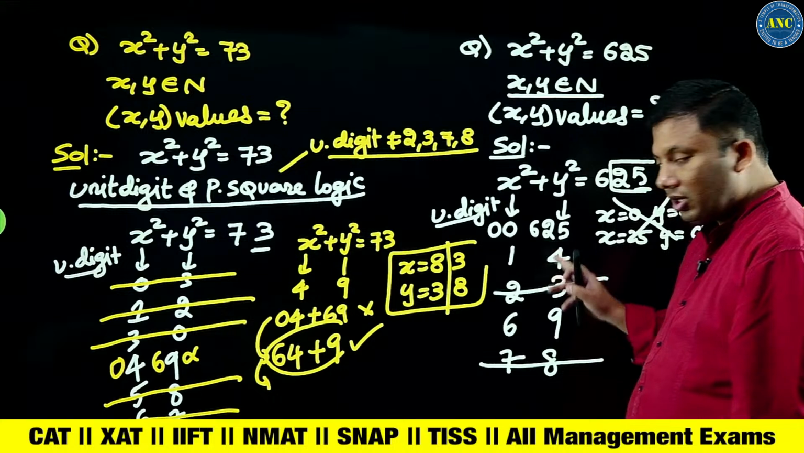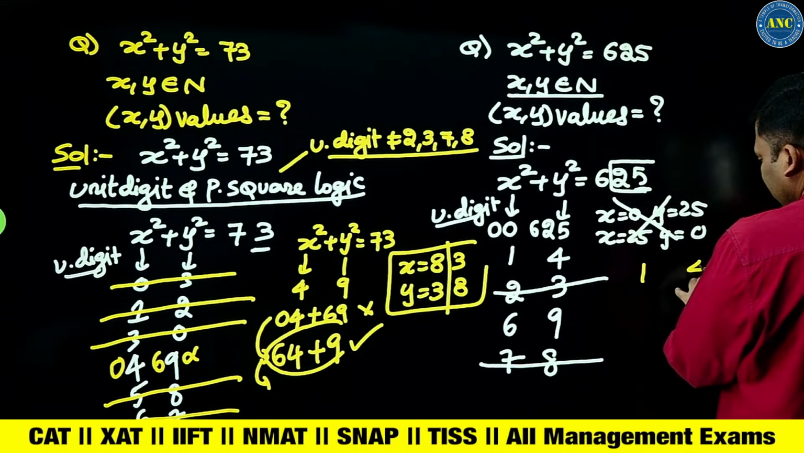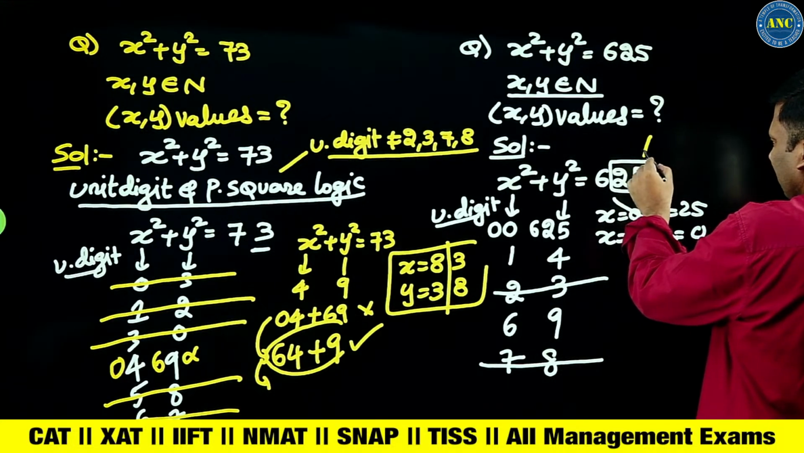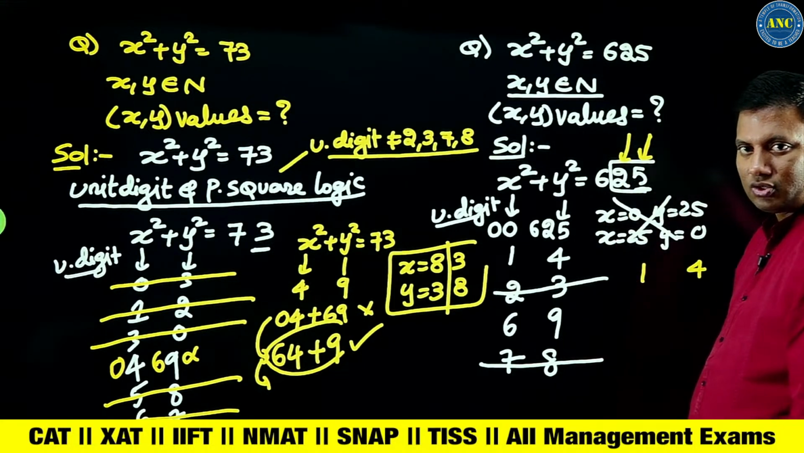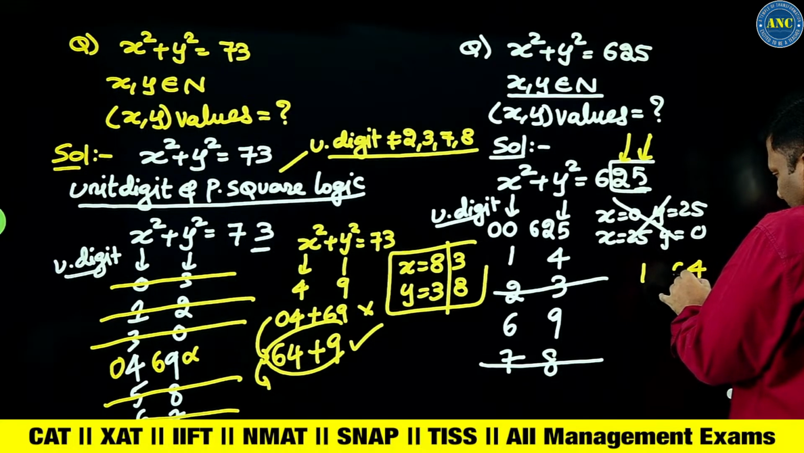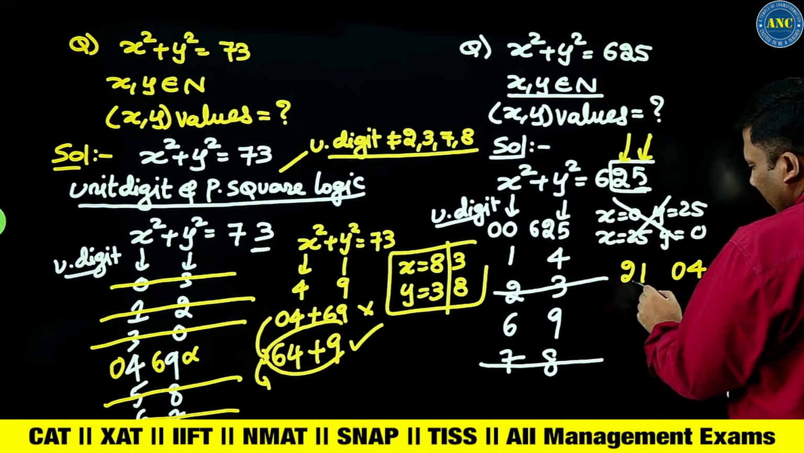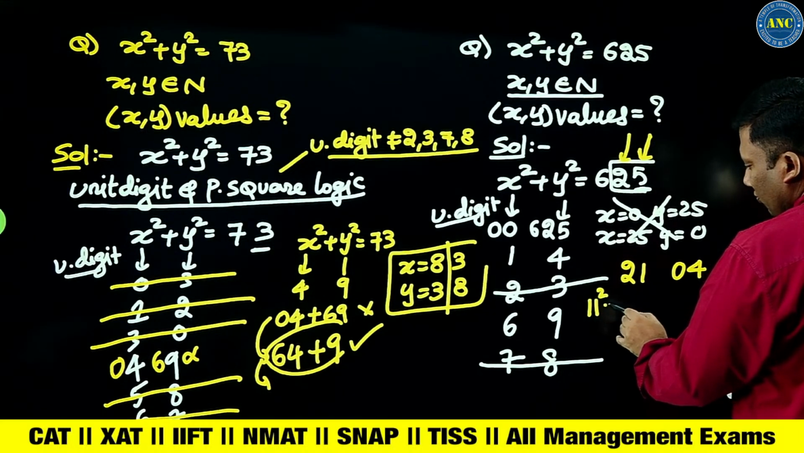Next, we have got two cases. 1 plus 4. 1 plus 4 is 5. Sorry, units place 5 we have taken. Tens place should be 2. Now see here. What is the smallest perfect square ending with 4? 04. This has to be 21. That means 11 square is 121.